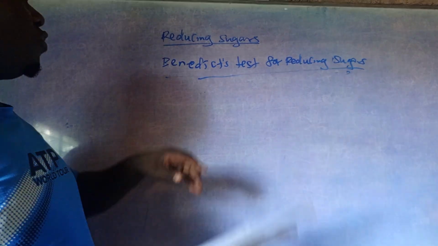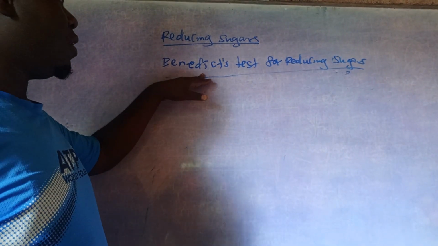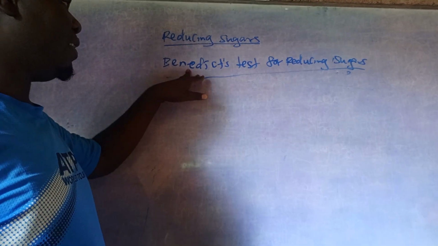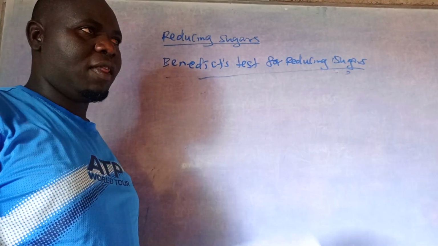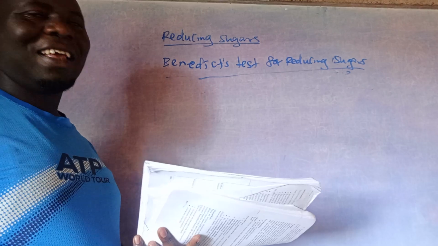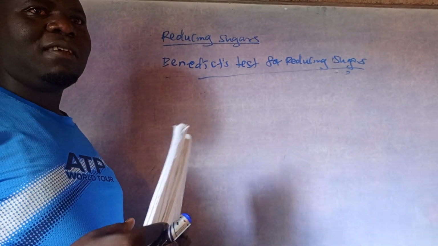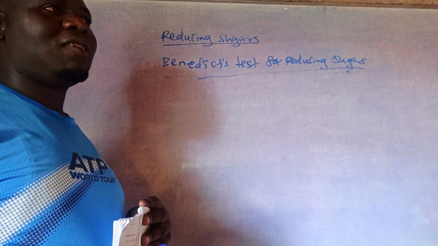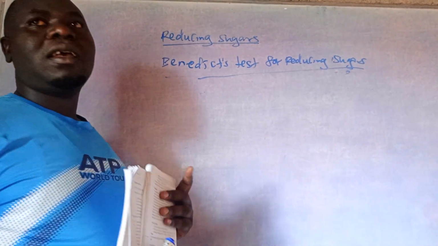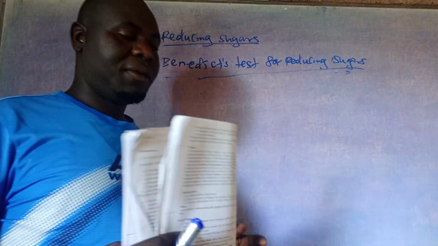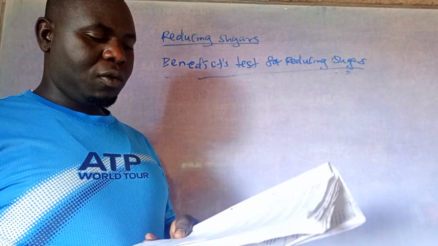So it means the solution or the chemical that is used to test for reducing sugar is Benedict solution. Again, we need to know the color. Benedict solution is blue in color. All together. Good.